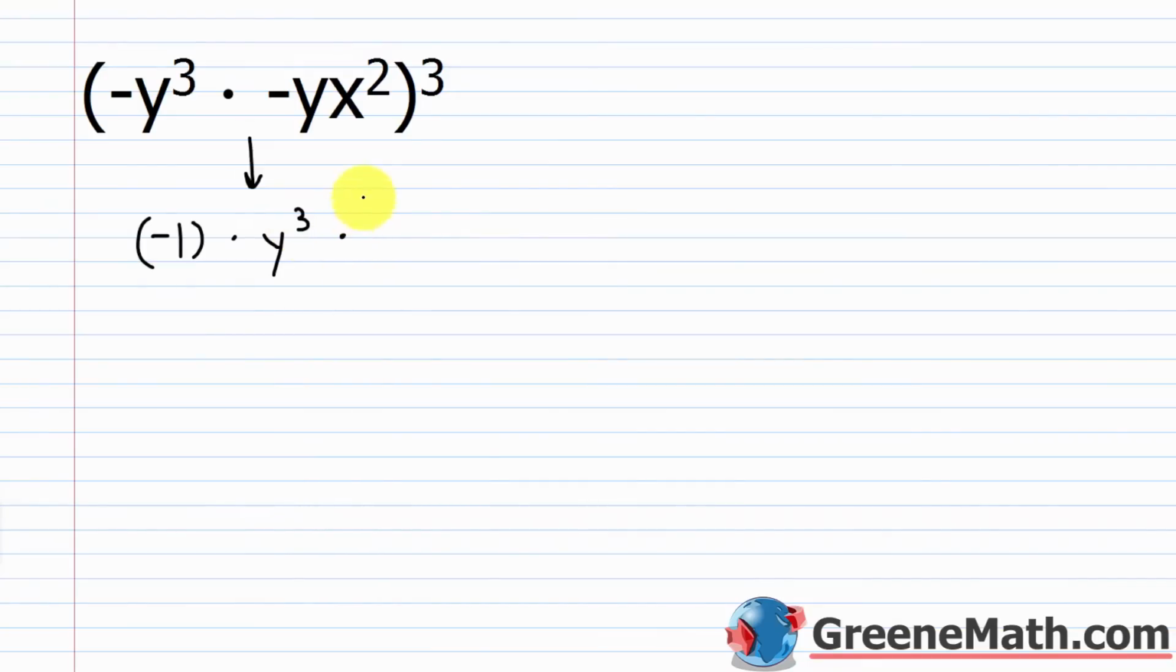And then times, we have a negative outside. Again, there's no parentheses, so I'm going to put another negative 1. And then times, we have y, and then times x squared. I'm going to be raising each of these to the power of 3. So that means negative 1 is going to get raised to the power of 3. Y cubed is going to get raised to the power of 3. Negative 1 again is going to get raised to the power of 3. Y is going to get raised to the power of 3. And then x squared is going to get raised to the power of 3.